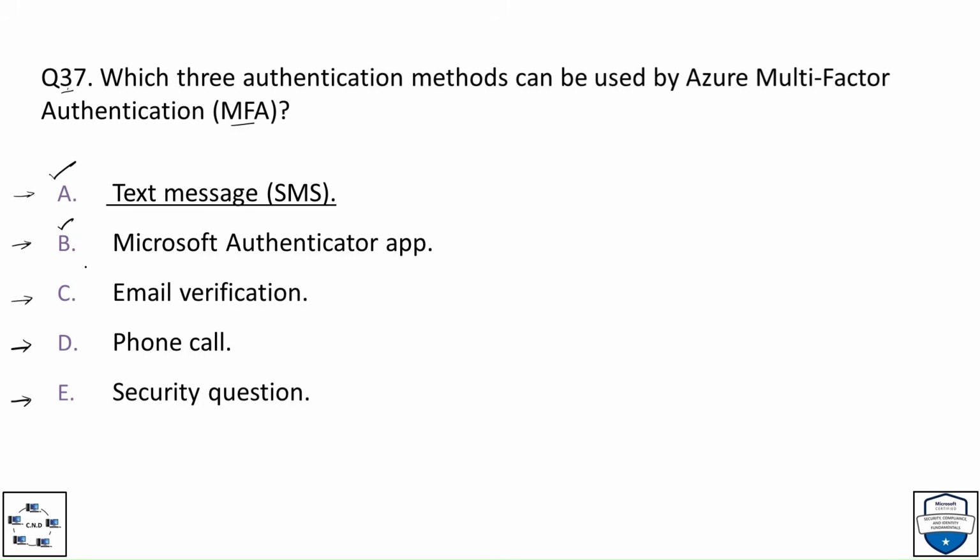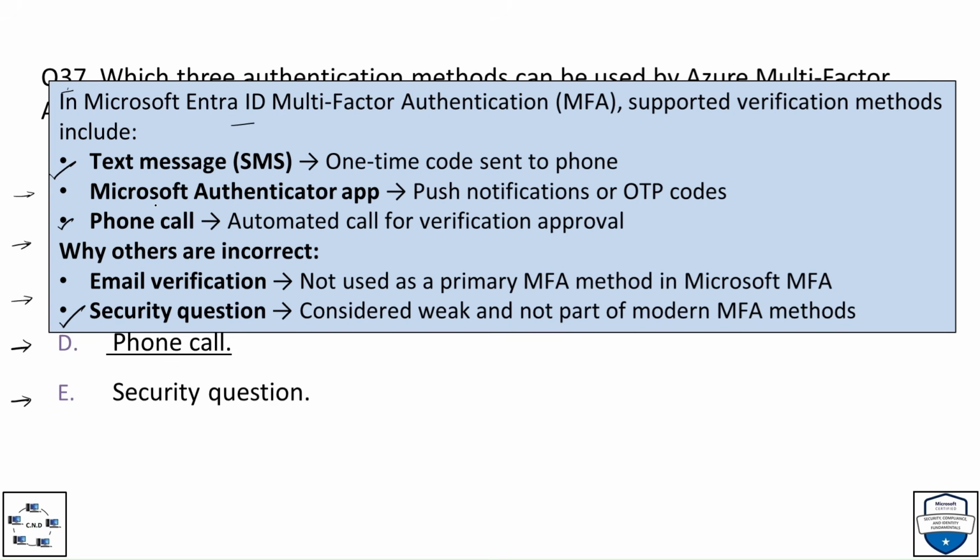Option B, Microsoft Authenticator app. And option D, phone call. So these are the three methods that can be used in Microsoft MFA. In Microsoft Entra ID MFA, supported verification methods include SMS through a one-time code sent to your phone, Microsoft Authenticator app, push notifications or OTP codes, and phone call, which is an automated call for verification approval.